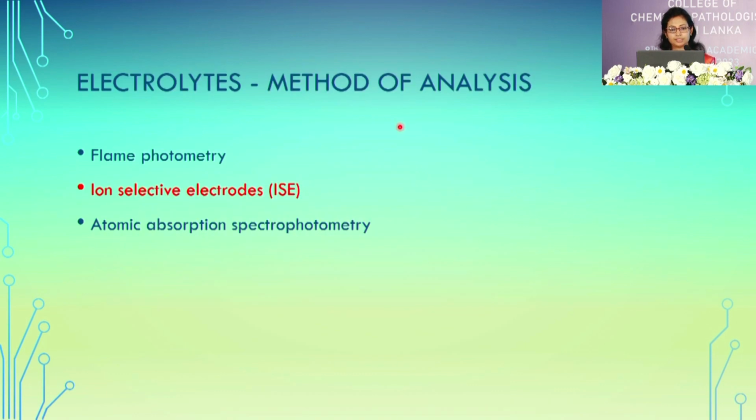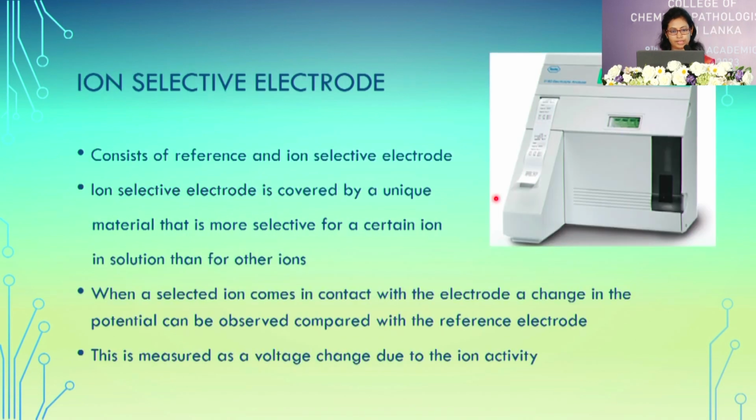These are the methods that we use to measure electrolytes. It can be flame photometry, ISE, or atomic absorption spectrophotometry. But flame photometry we don't use nowadays. The most common method that we use in our laboratories is ion selective electrode.